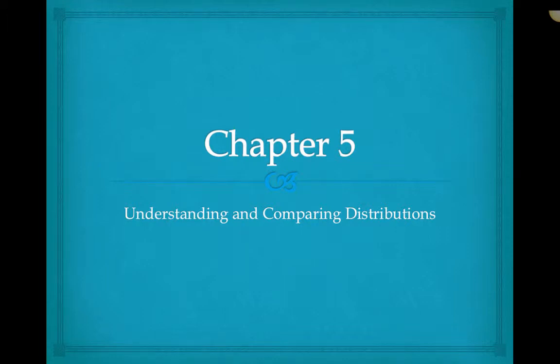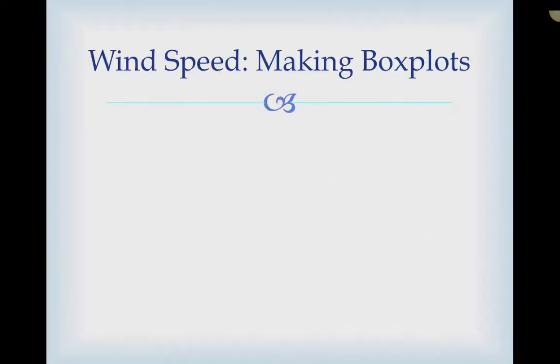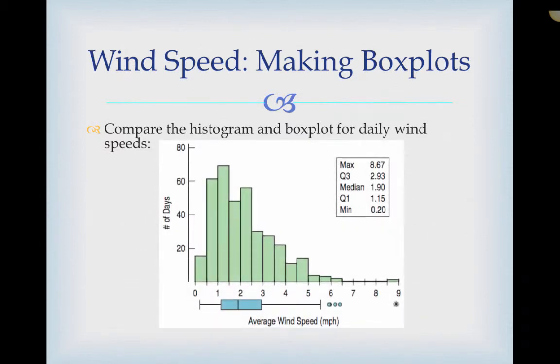Chapter 5 is about understanding and comparing distributions. What we're going to focus on now is just comparing distributions. The example that we're going to be using throughout this lesson is about the average wind speed over the course of a year. We're starting with a histogram and a box plot of the exact same data. Really, we just want to be able to see what we can tell about a distribution from a histogram and what we can tell about a distribution from a box plot and how they might be different.